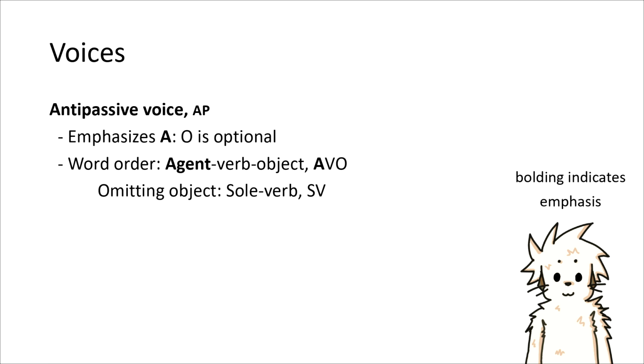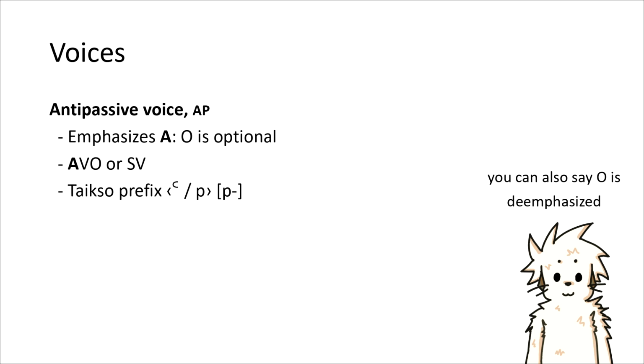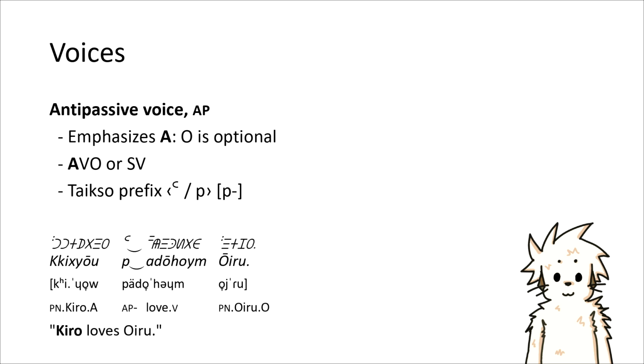The antipassive emphasizes the agent and makes the object optional. You can also think of the antipassive as de-emphasizing the object. The word order is agent-verb-object, AVO, but the object can be omitted. Taekso indicates antipassive voice with the prefix b.